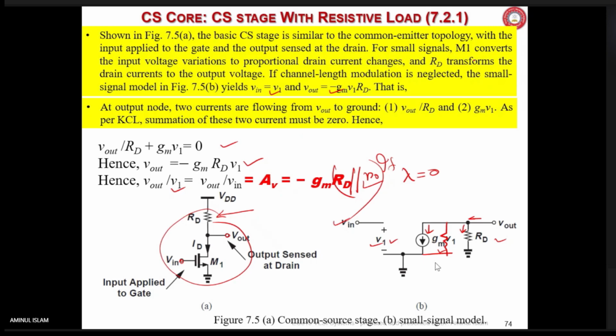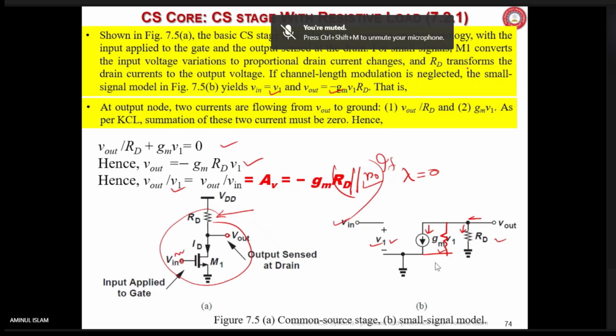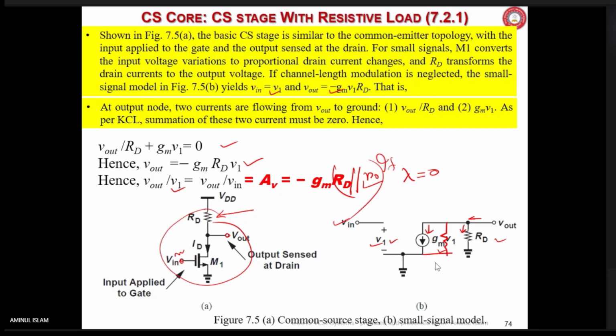For small signals, M1 converts the input voltage variations to proportional drain current changes. Okay, if you vary the input V in, current ID accordingly is going to change. We know the current equation. And RD transforms the drain current to the output voltage. Current variation is occurring because of the variation in V in, and that variation is converted into voltage across this RD. So RD transforms the drain current to output voltage.